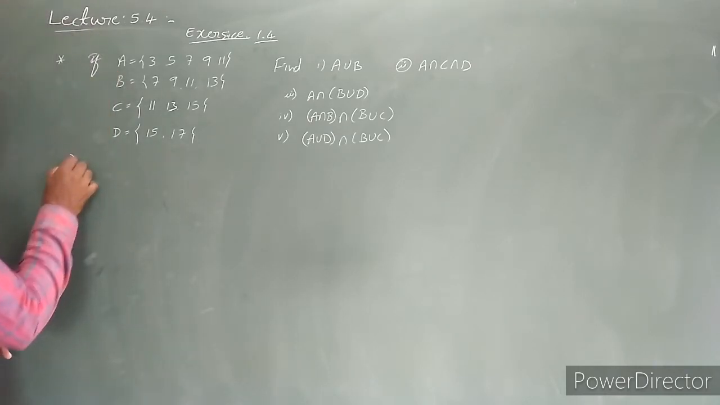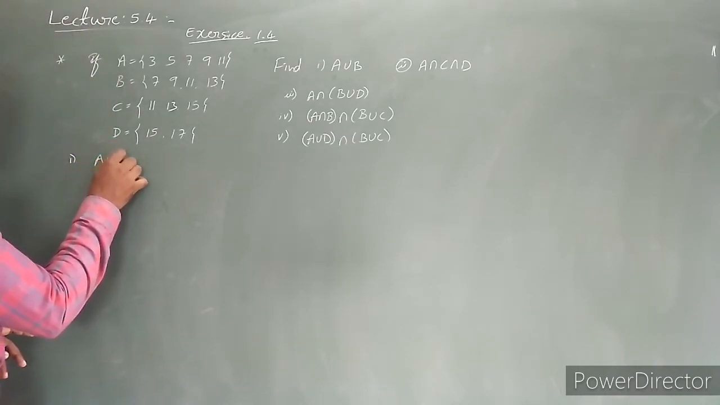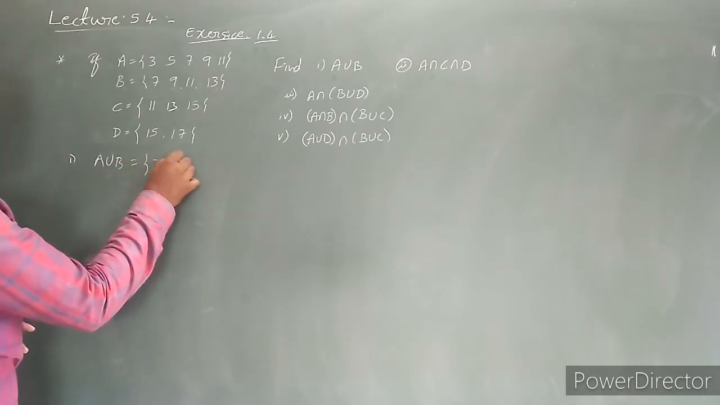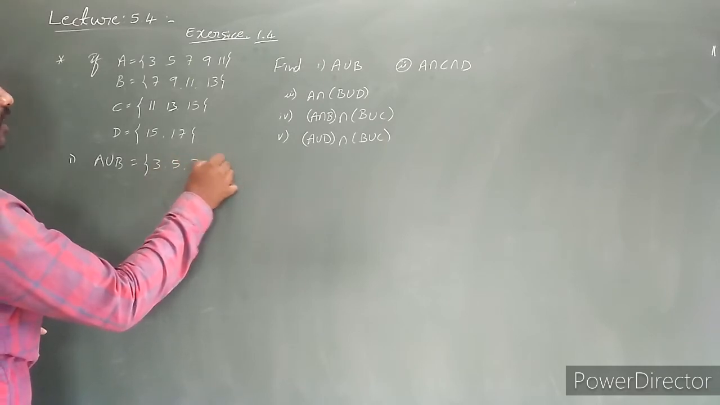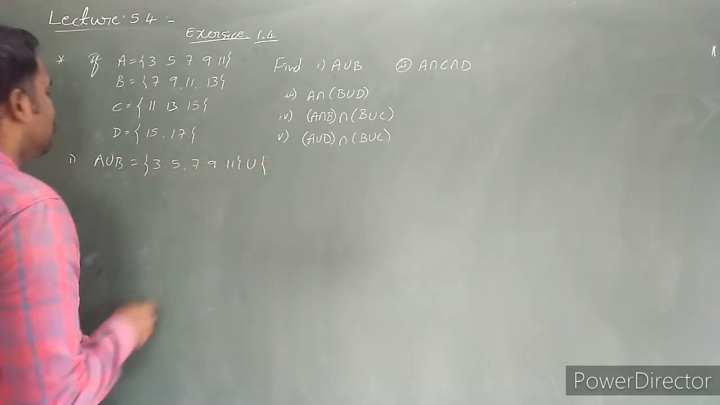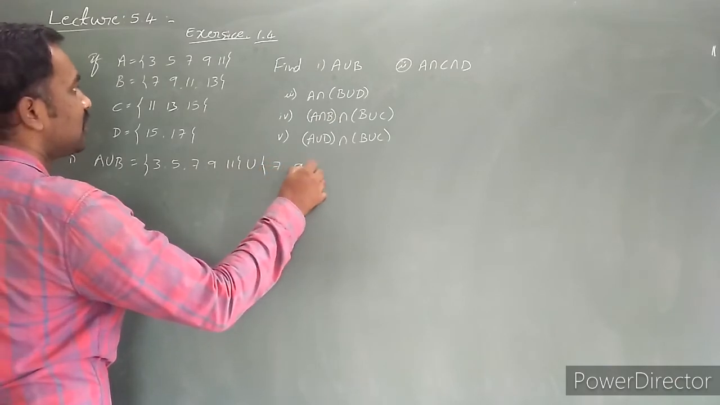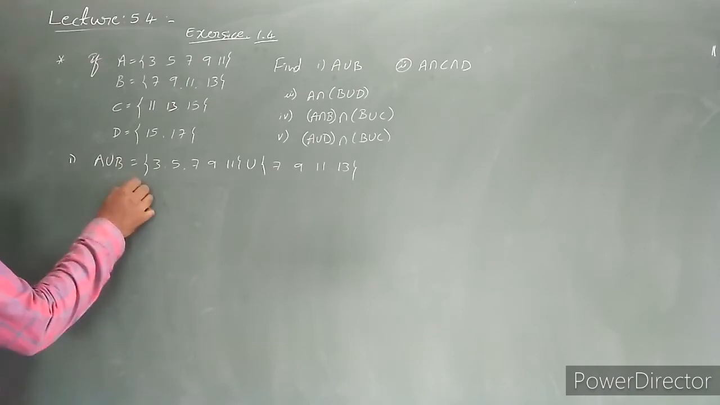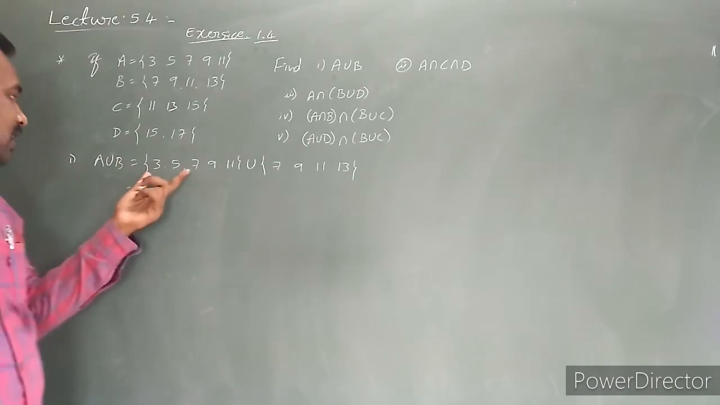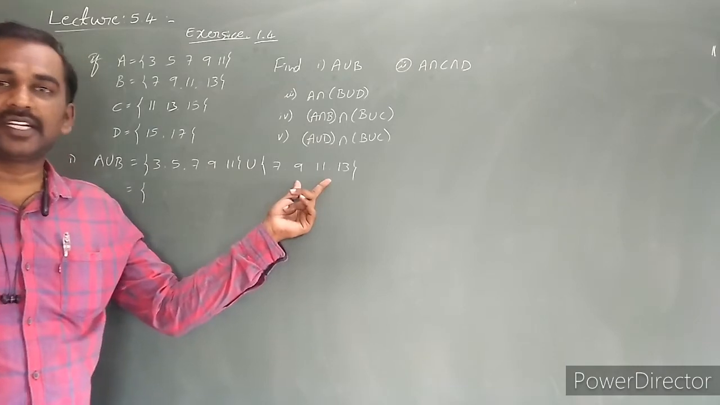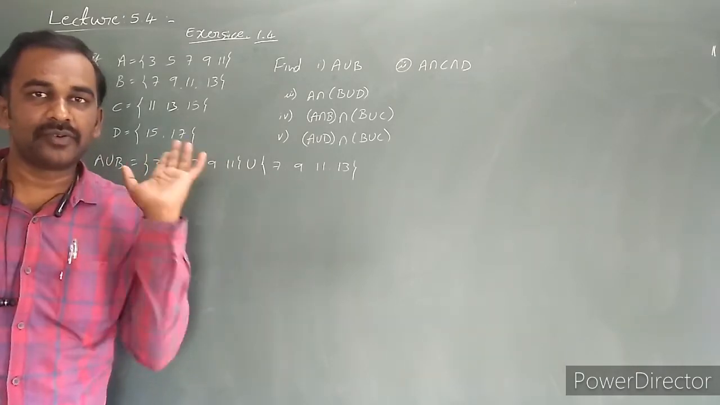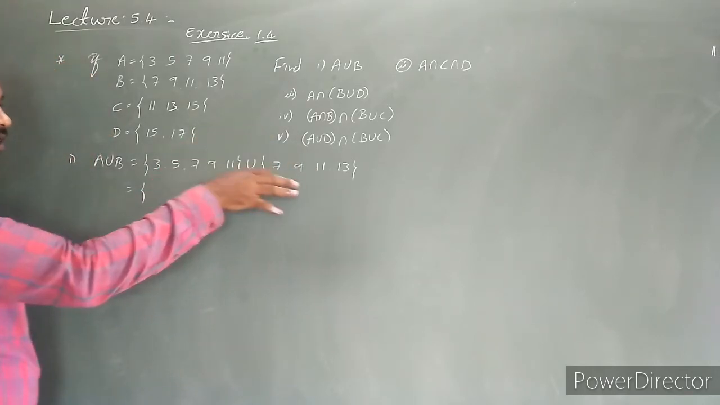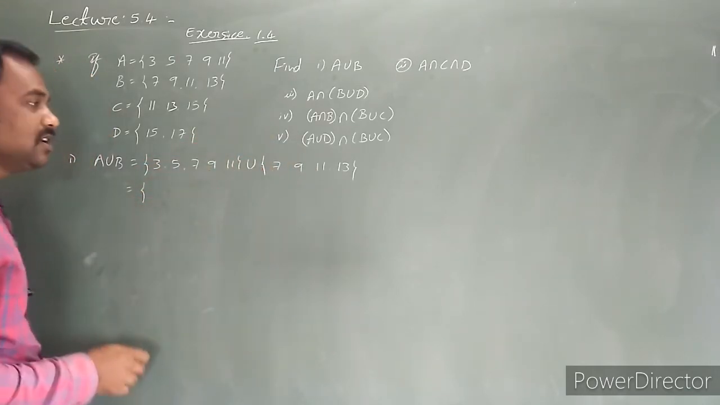Okay, first one. What is the first one? A union B. You can write directly, or else if you need, just mention the sets. A set: 3, 5, 7, 9 and 11. Union of B set. What is the B set? 7, 9, 11 and 13. We already know the definition of union of sets. What is the definition of union of sets? Elements of the set A, elements of the set B. Common elements are written only once.